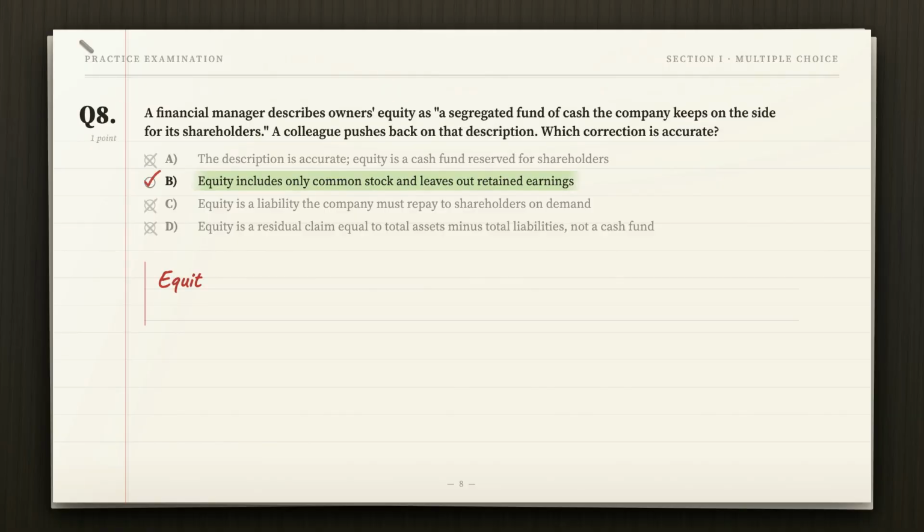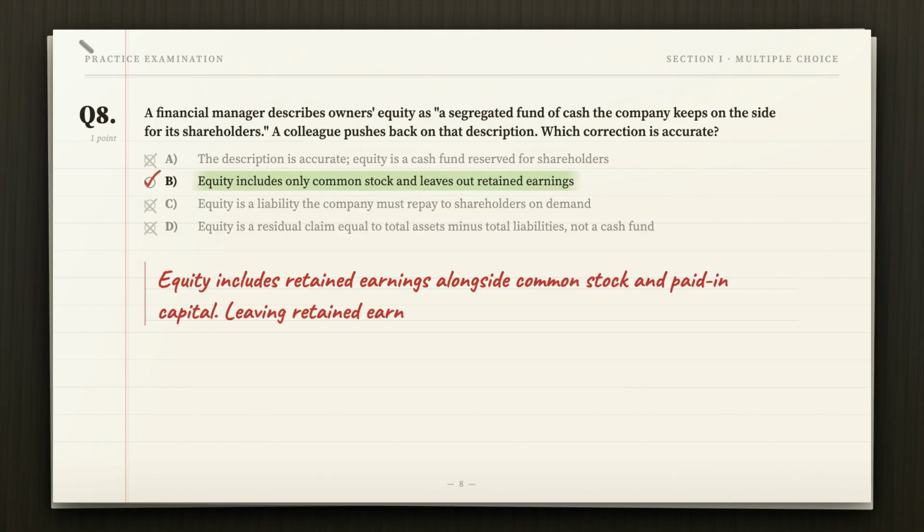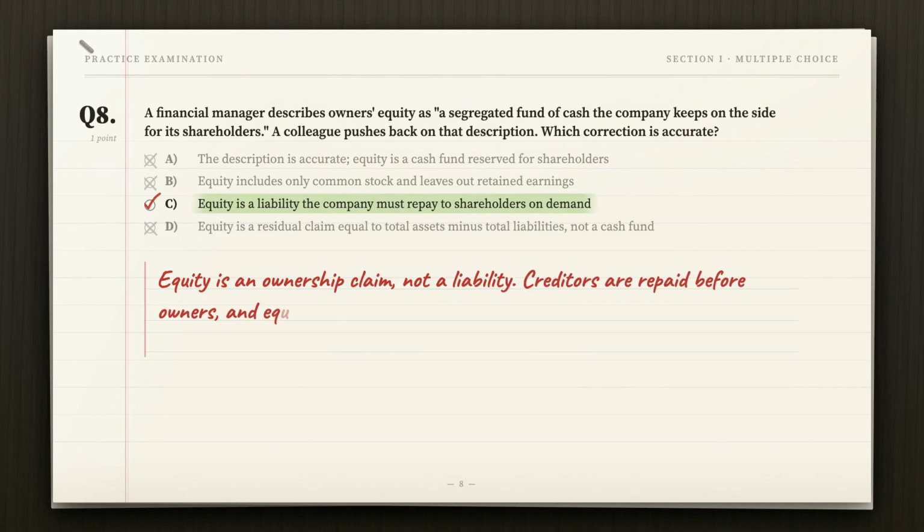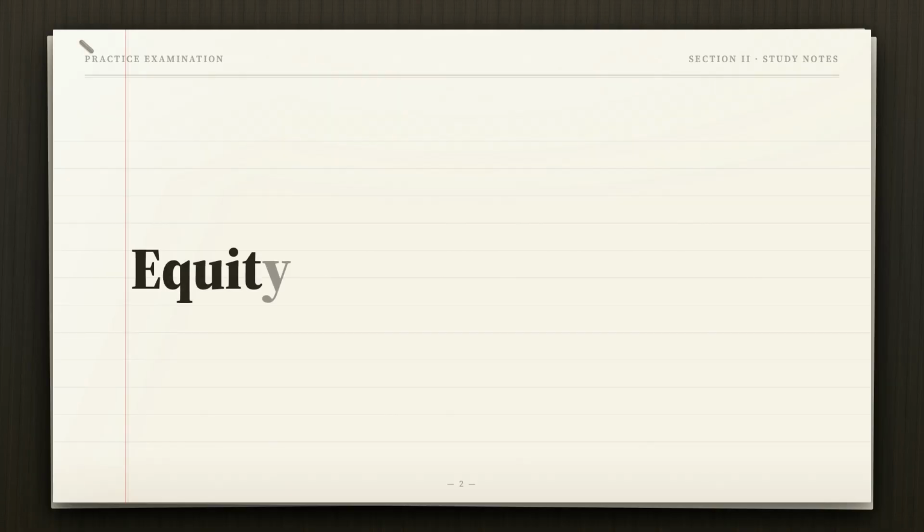B is wrong because equity includes retained earnings alongside common stock and paid-in capital. Leaving retained earnings out would understate the owner's claim. C is wrong because equity is an ownership claim, not a liability. Creditors are repaid before owners, and equity carries no fixed repayment obligation the way a debt does.